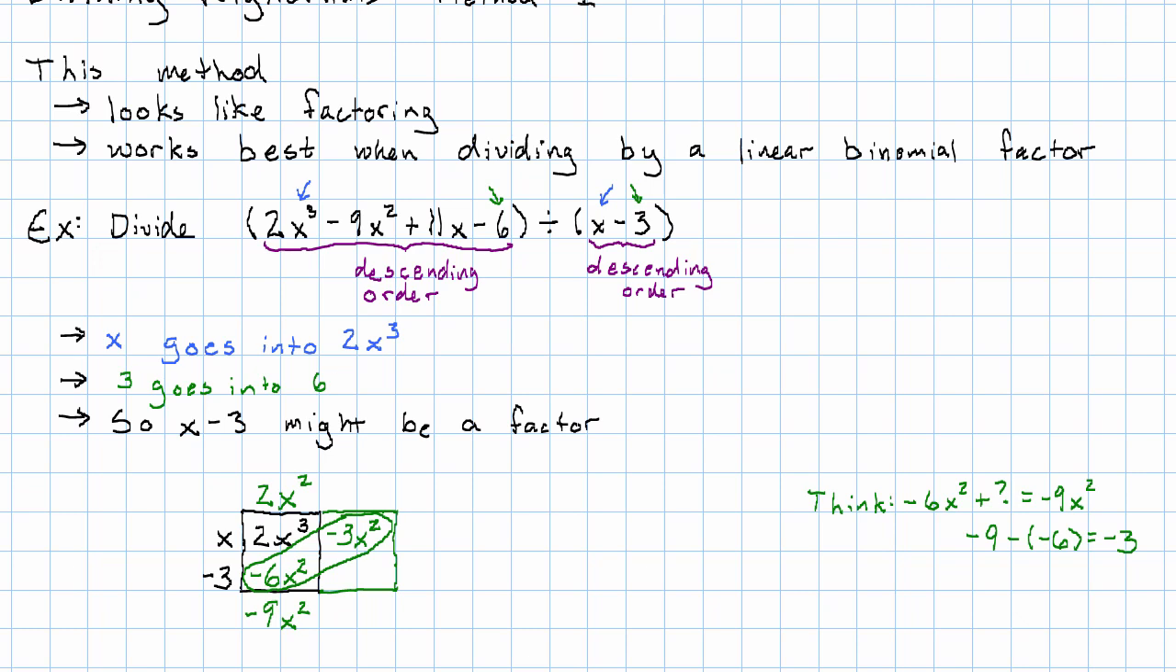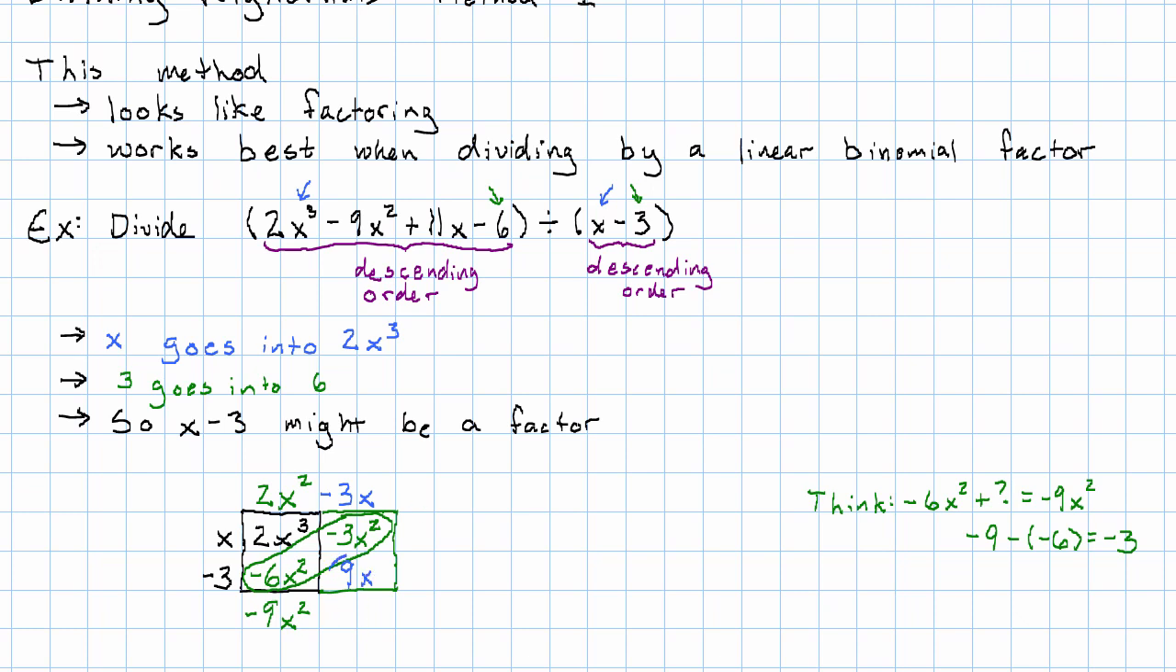Okay, so that's it for that round of division. Just like long division of numbers, this proceeds in several rounds. Now I'm going to look at my negative 3x squared and ask, what do I need to multiply by x to get negative 3x squared? I need to multiply by negative 3x. Then I need to also multiply the negative 3x times negative 3. That'll give me a positive 9x.